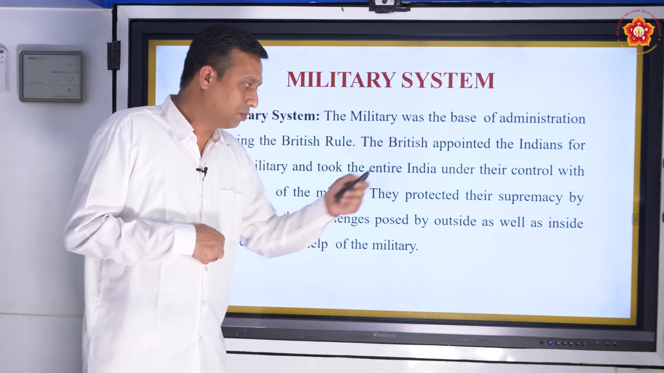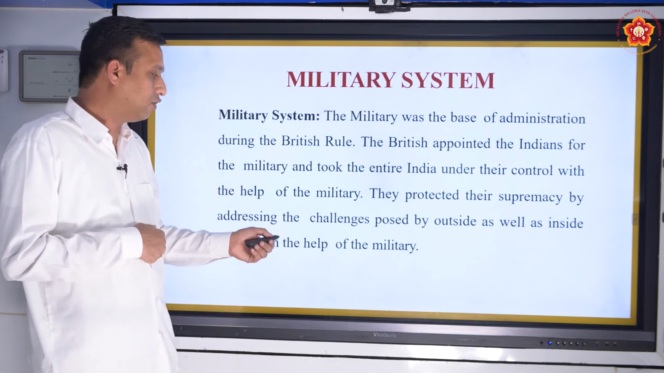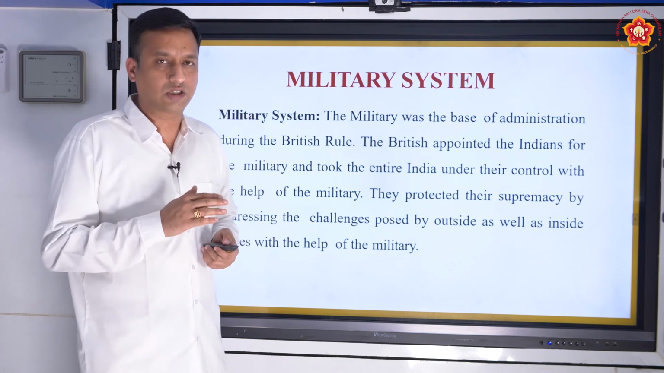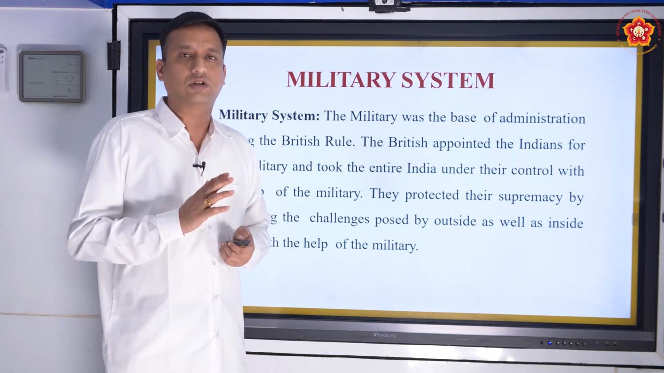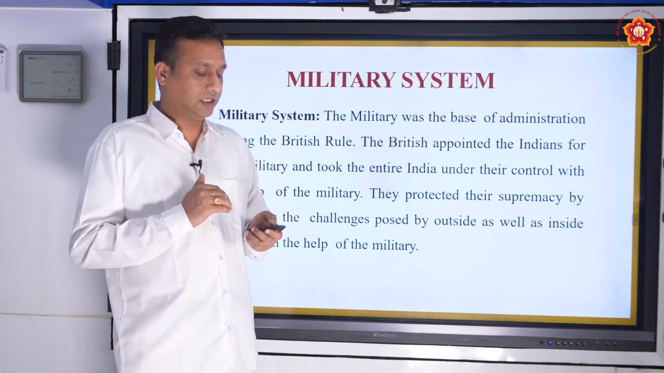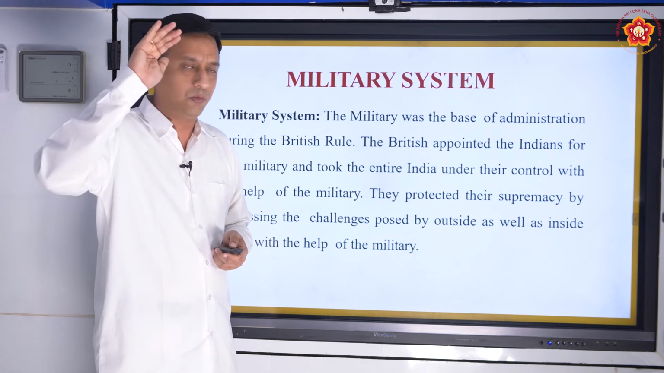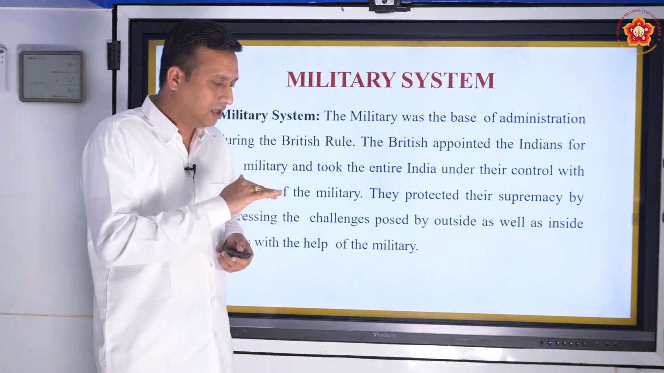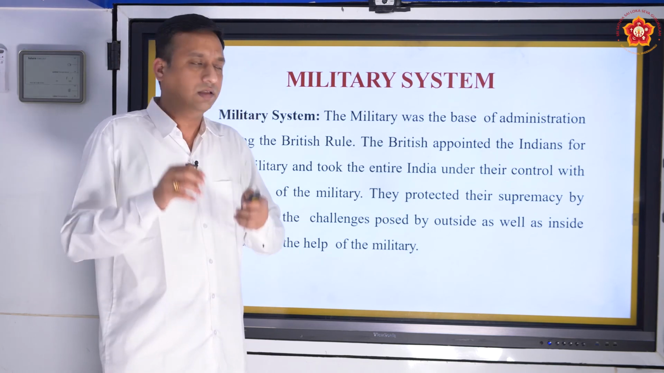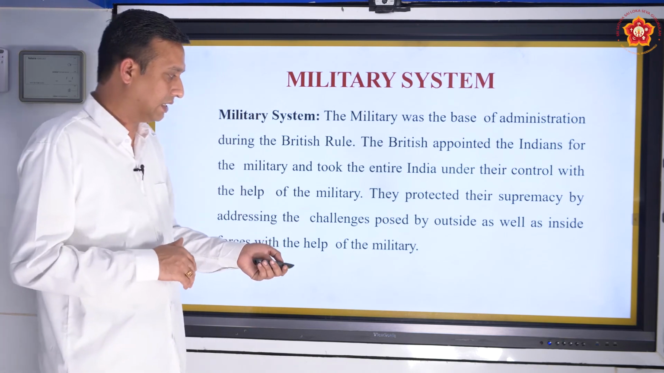They protected their supremacy by addressing the challenges posed by outside as well as inside forces with the help of the military. You know that there were external forces also and internal forces also, and the British brought a proper military system. And many Indians were appointed. As I told you again, all the top posts were held by the British officers, and the lower posts were given to the Indians. Salary was low. They were made to do overtime work, and many other things were there.